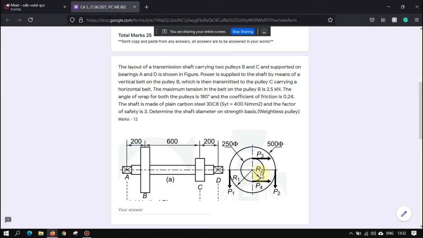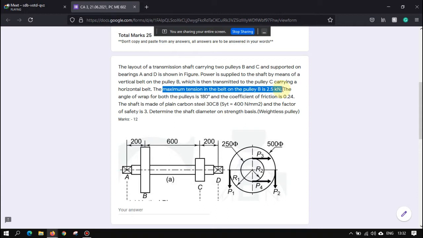Fine. So where the pulley is, the force is applied by the tension on the belt to the pulley. So you have to consider what data will be given. Those are the minimum data. The minimum data given is the maximum tension in the belt of pulley B, which is 2.5 kilonewton.